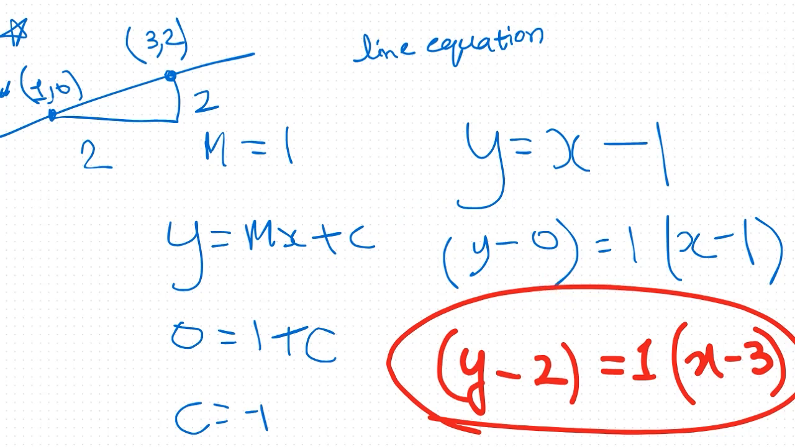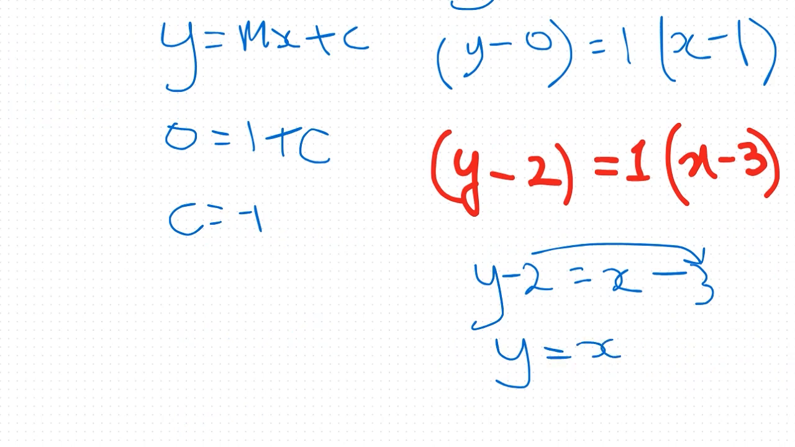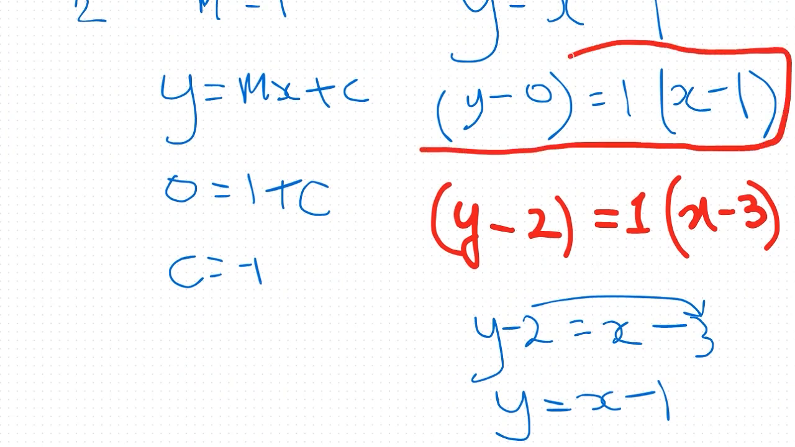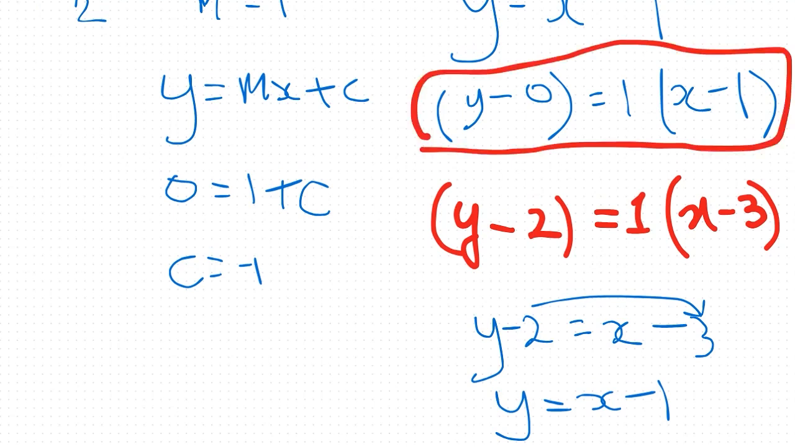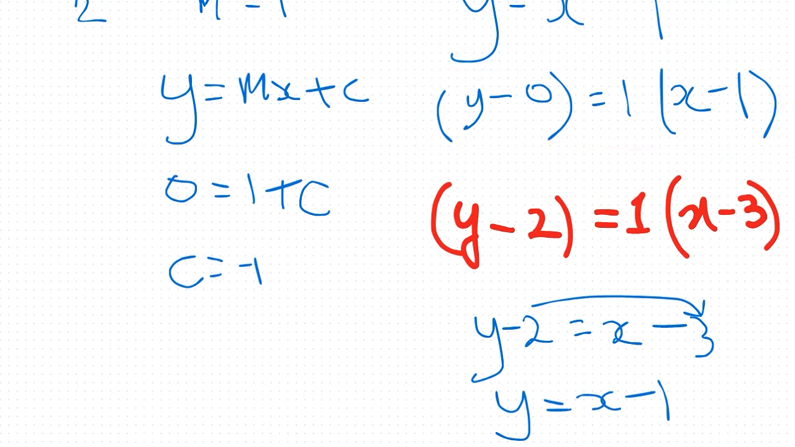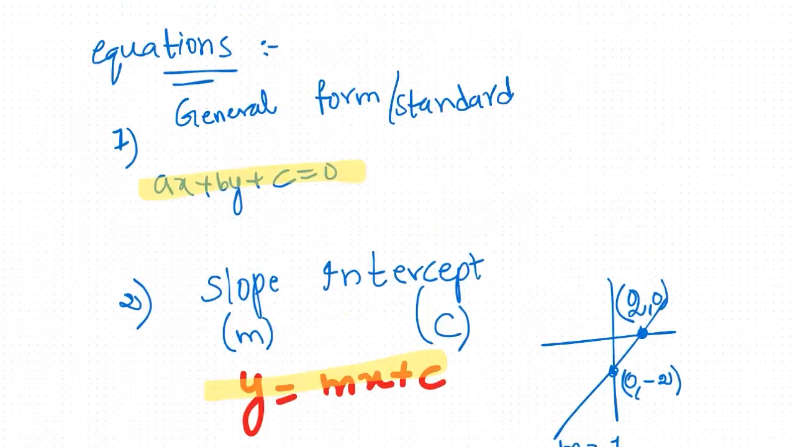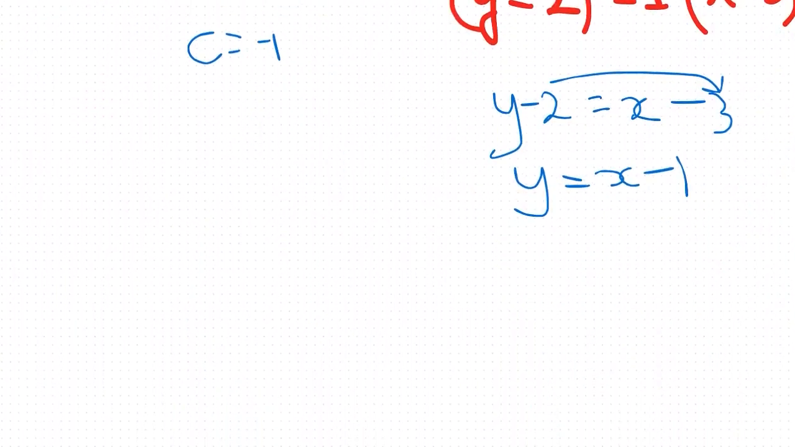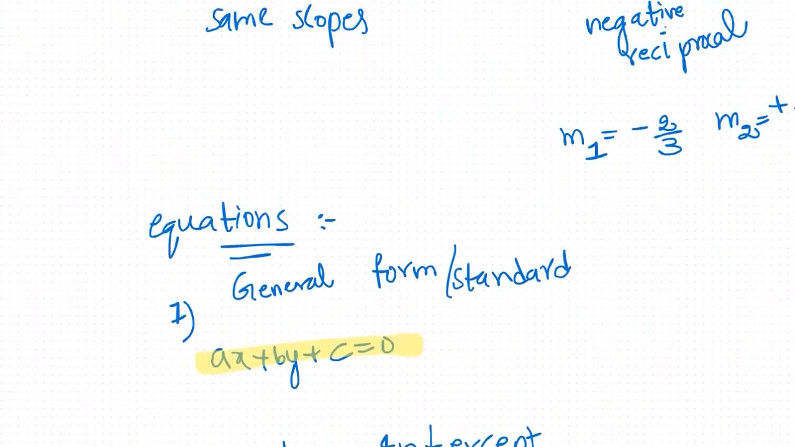y minus 2 equals x minus 3. So same thing, right? What about this answer? That is also x minus 1, right? So the answer is the same. The methods convey the same thing. So this is how we use different forms of line equations and their respective formulas.